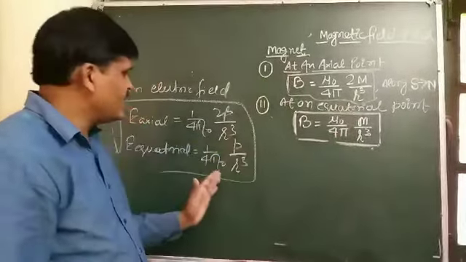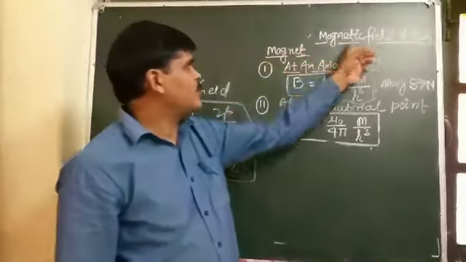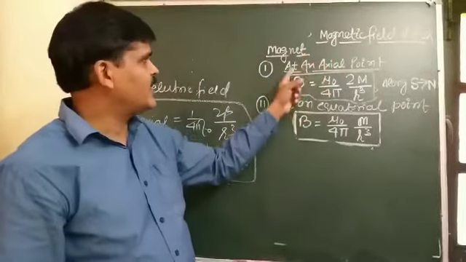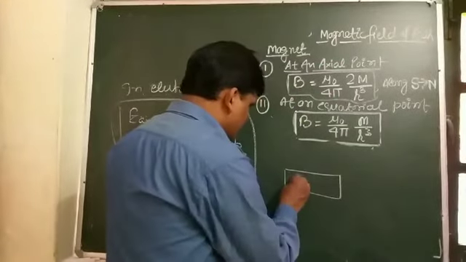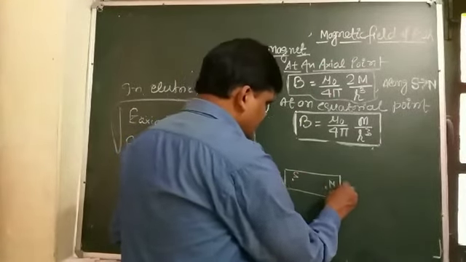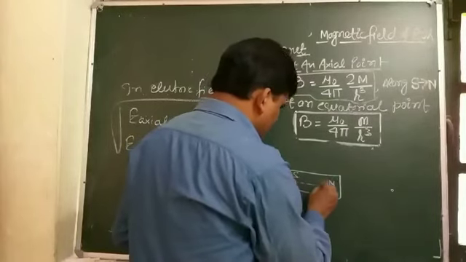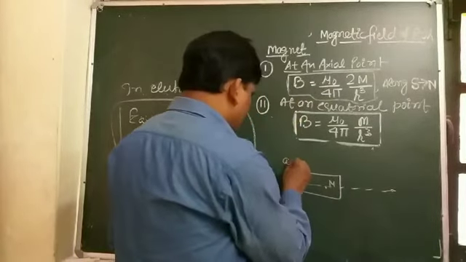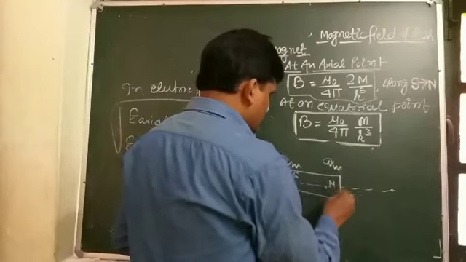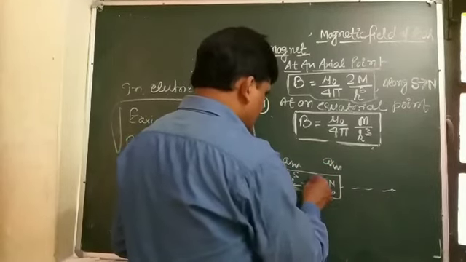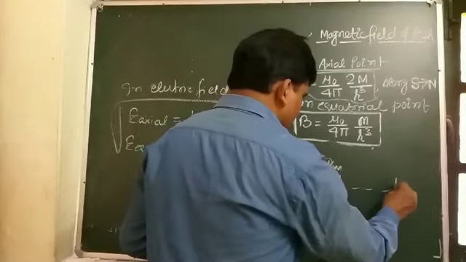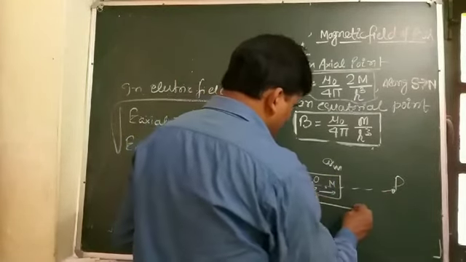In the same way, for the magnetic field of a bar magnet at an axial point, suppose this is the bar magnet, with poles here, and this is qm, this is qm, and this magnetic length is 2l, this is the midpoint, and this is any point P, and we have to find what?